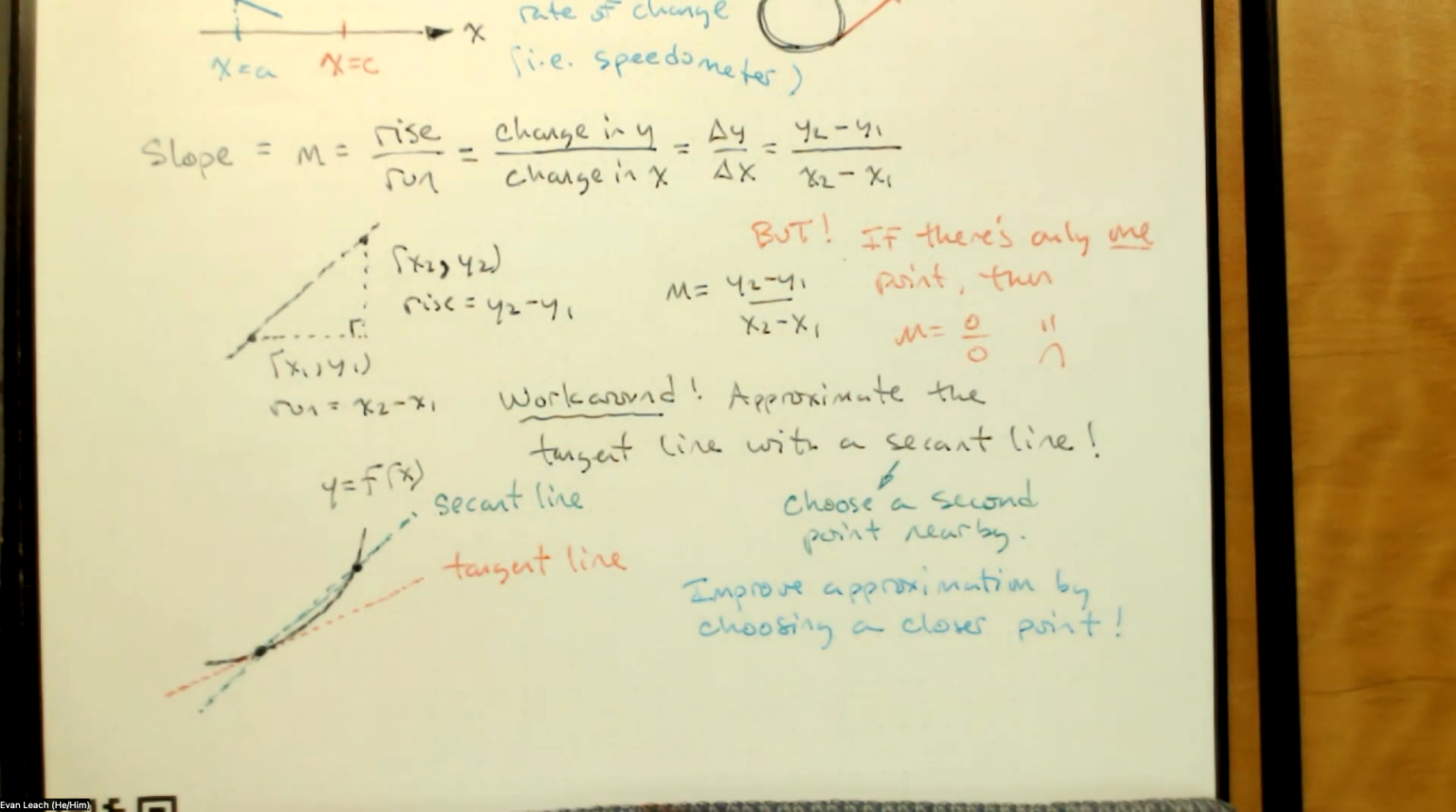So that we'll still have 2, but we're making our delta x smaller and smaller and smaller. We're going to improve our approximation by choosing a closer point.